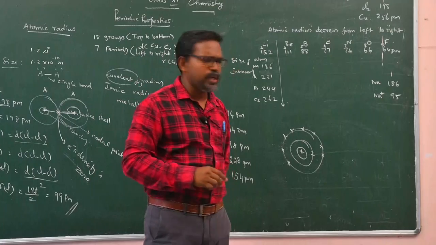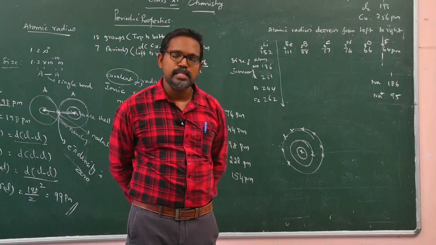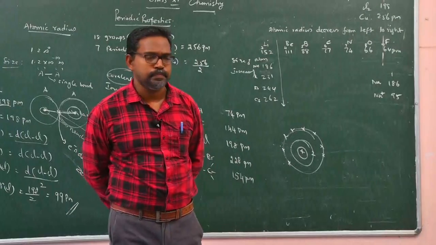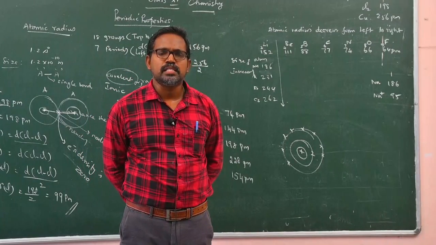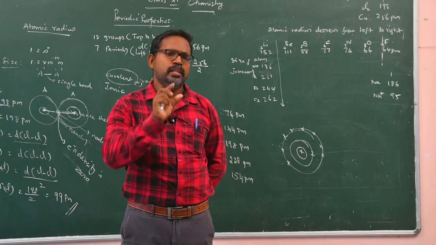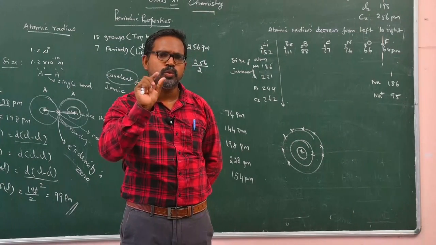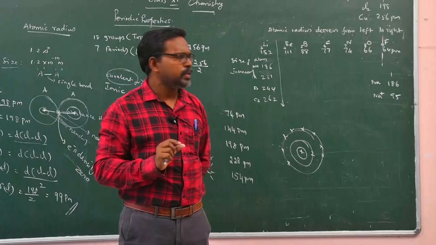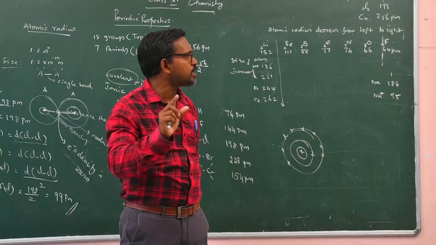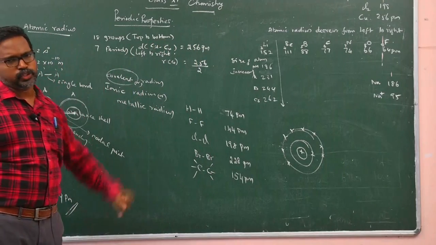Now, what about the noble gases? Noble gases we can't include for comparing the size of an atom. Why? Noble gases exist in the form of gases and as individual atoms. They cannot bind together because there is no force of attraction between two adjacent atoms, and we cannot find out the size of an atom in the case of noble gases. So this is all about the atomic radius.